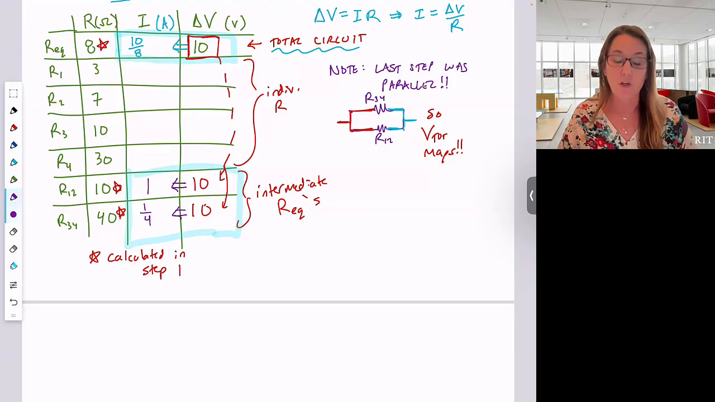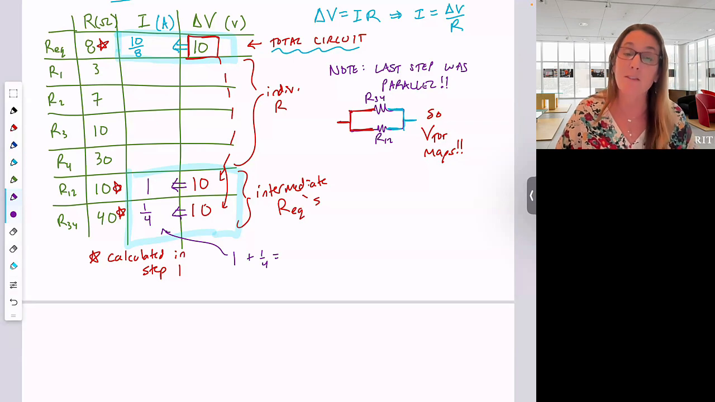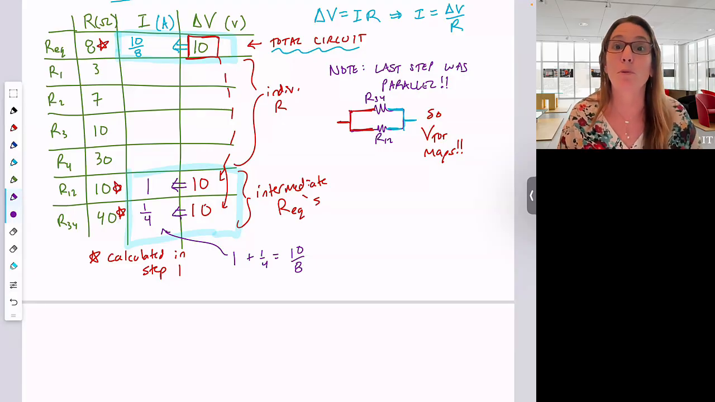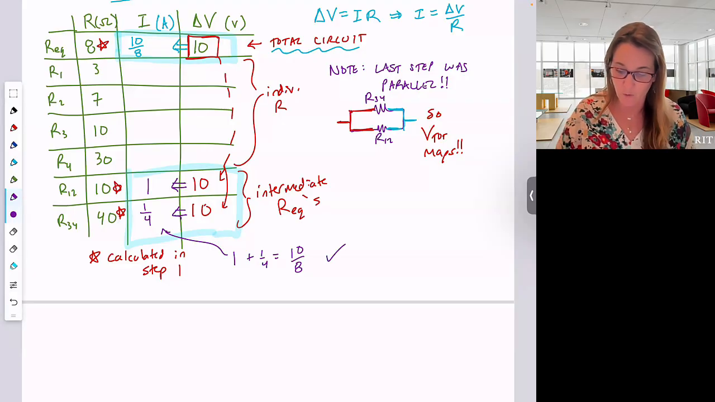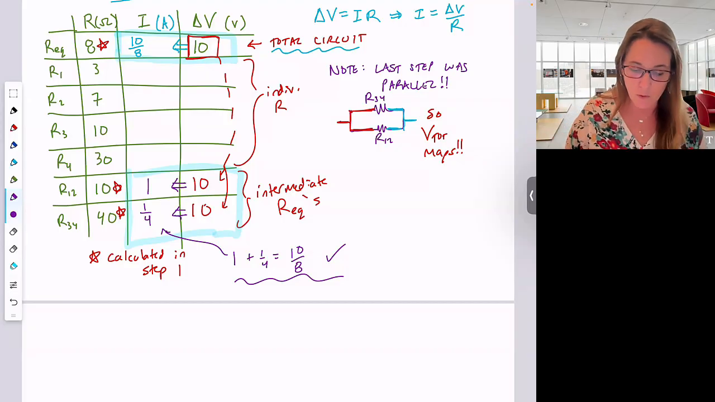And so then those are going to be my two branches. And we can do a quick check here. That 1 plus 1/4 equals 10/8, which is in fact true, because 10/8 is going to be 1 plus 2/8, which is 1 plus 1/4. So that's our total current split, and we didn't lose any. So that's a nice quick check.